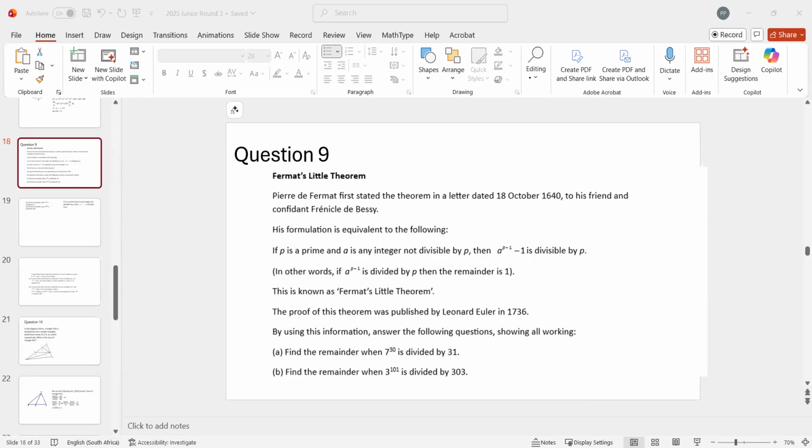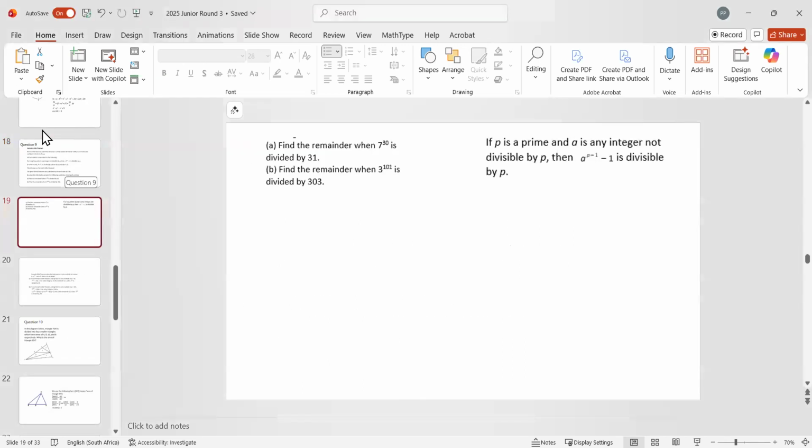Okay, let's move on to question 9. In this question here, we want to discuss a theorem called Fermat's little theorem. And I will just say what it says here. It says that if you take, okay, let me get on to the next screen.